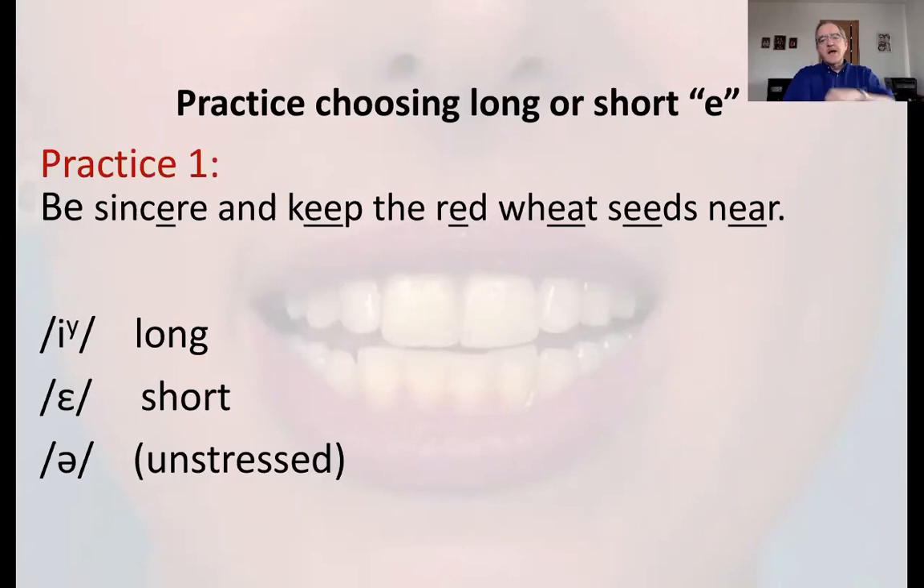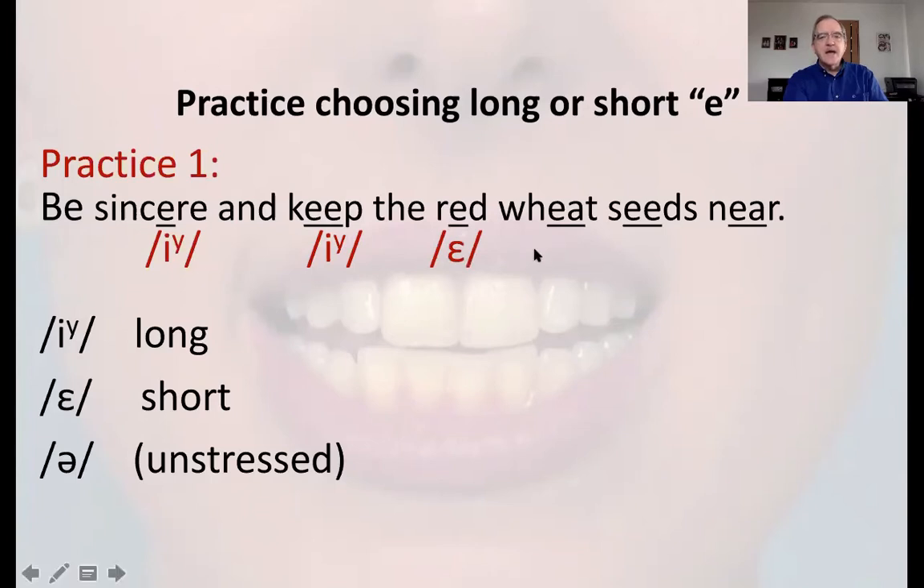Okay, here are the answers. Be sincere. You have your silent E at the end of the word. That means this is long E, sincere. And keep. Okay, that's the two vowel rule. If you have two vowels, the first vowel takes the sound and it's a long sound. Keep.